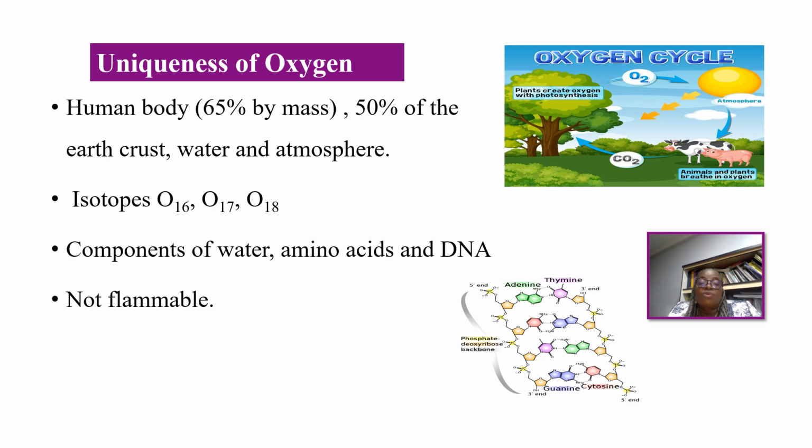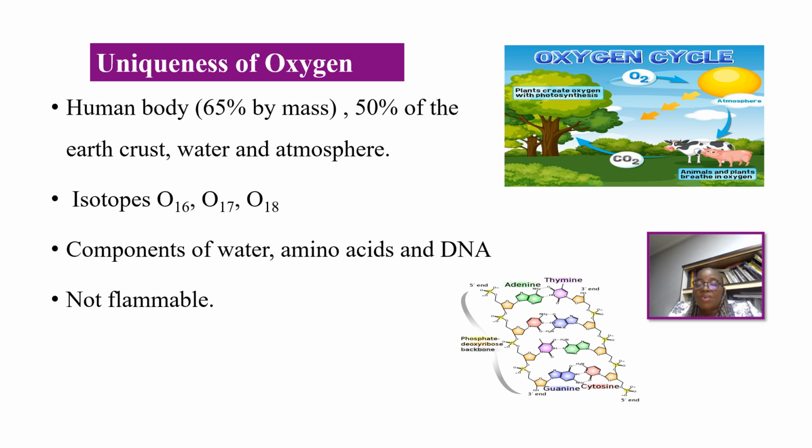It is a key component of biological compounds, such as our DNA and amino acids. The DNA and amino acids contain oxygen compounds. It's said that a typical 70-kilogram human contains 43 kilograms of oxygen, mostly in the form of water. That is why our body needs water. Oxygen is not flammable, but is what we call an oxidizer because it helps others to burn.